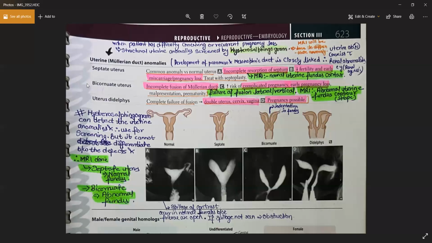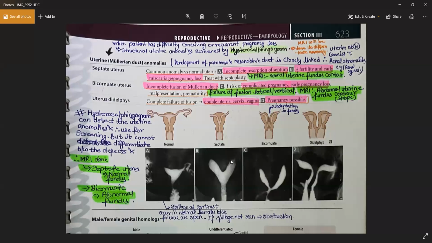Those pictures are hysterosalpingogram or MRI? These are the hysterosalpingogram. I told you, you can visualize the septas also, only not the contour, right? MRI will be very much clear. It will show all these structures in the vagina and all these structures in the uterus completely, right?